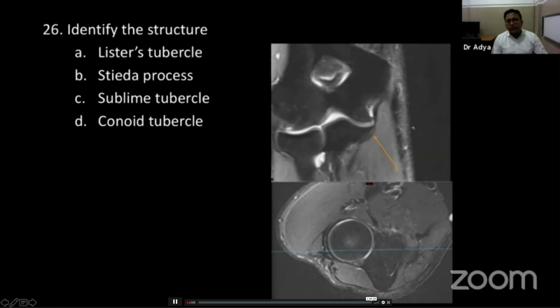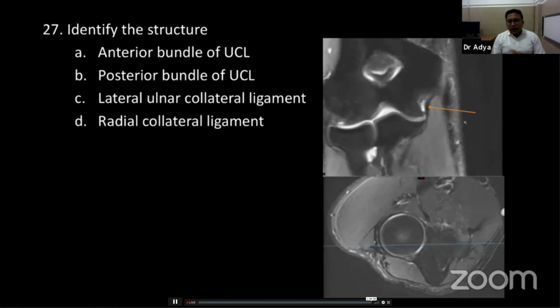Lister's tubercle is seen in the distal part of the radius. Now, Stieda process is an accessory posterior tubercle of talus, and conoid tubercle, as I was discussing, is seen in the middle part of the clavicle. Now, the next question, the same image. Identify the structure, whether it is A, anterior bundle of ulnar collateral ligament, B, posterior bundle of ulnar collateral ligament, C, LUCL, that is lateral ulnar collateral ligament, or D, radial collateral.